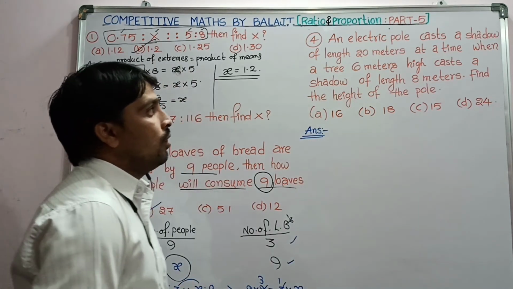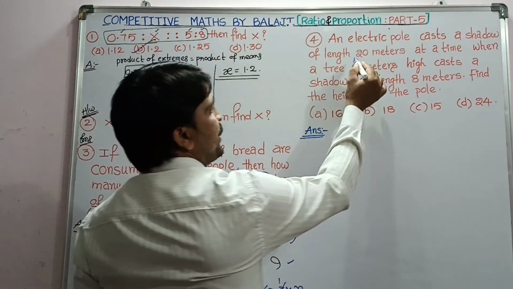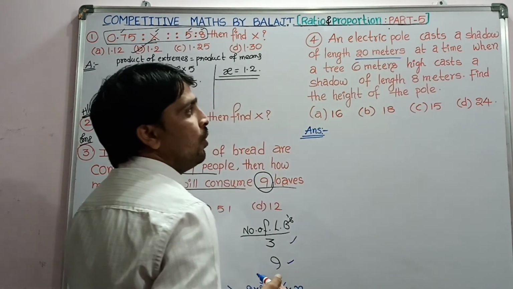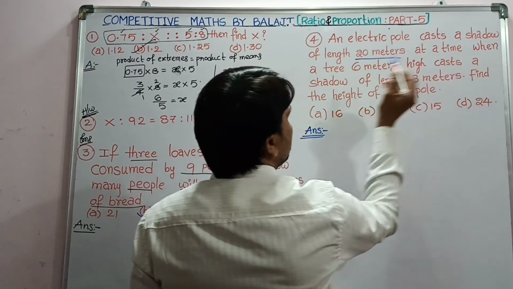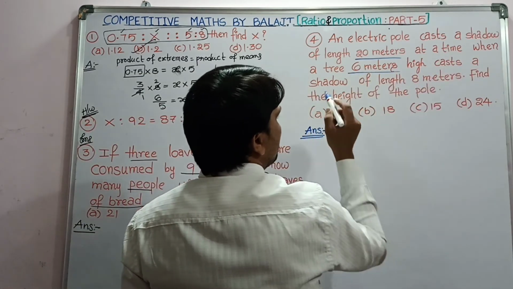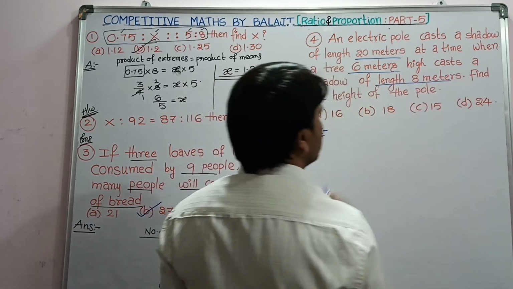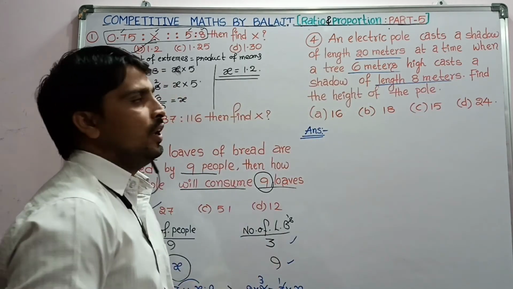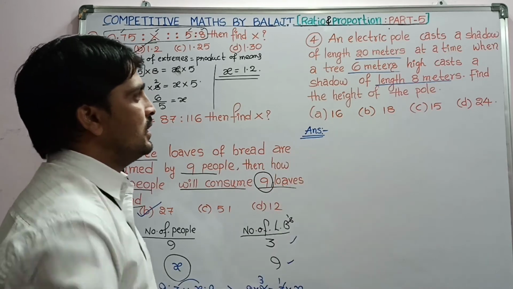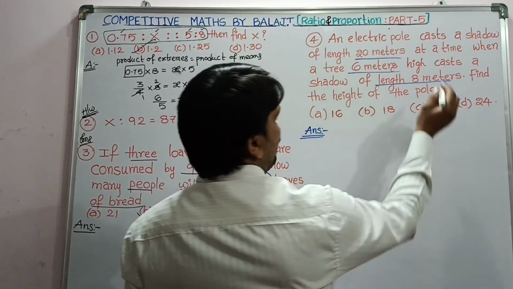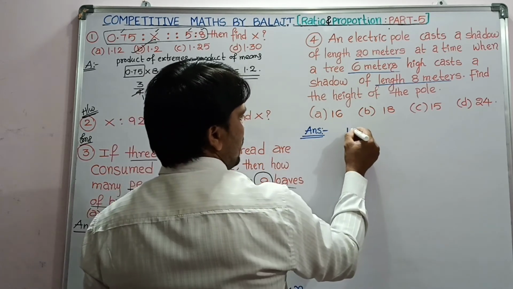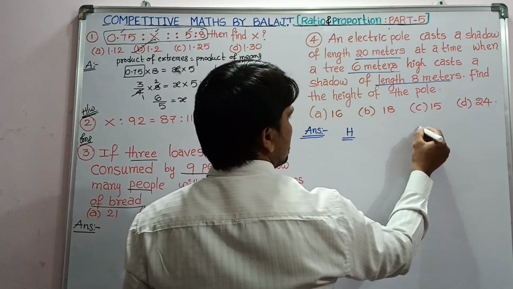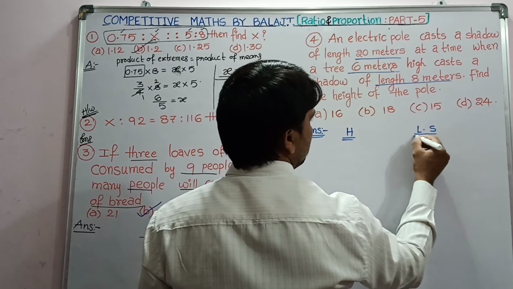Fourth question, important one. An electric pole casts a shadow of length 20 meters at a time when a tree 6 meters high casts a shadow of length 8 meters. Find the height of the pole. Here we have a pole and a tree, and the question is about their heights and shadows.